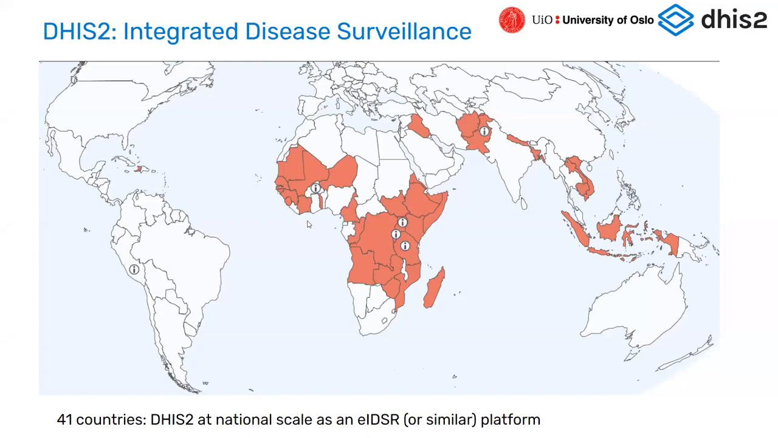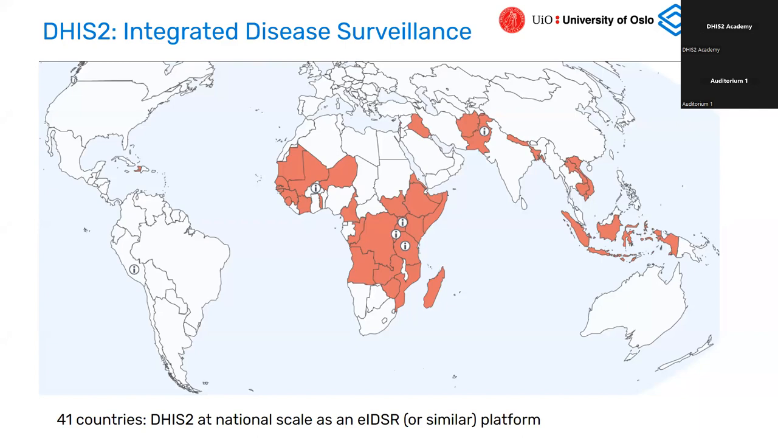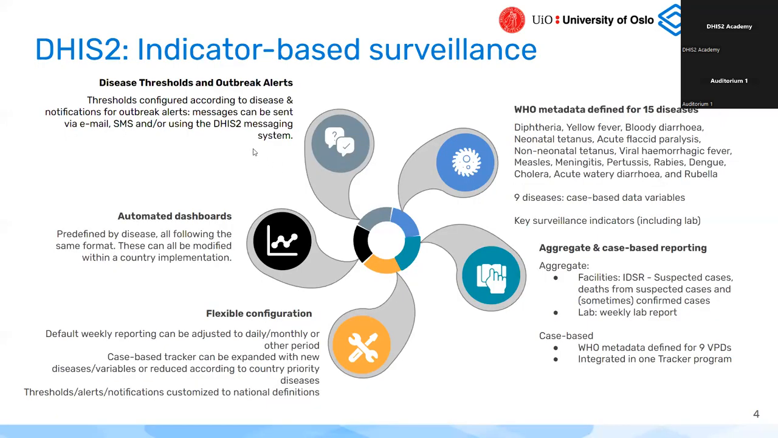So more than 41 countries at this point, about 20 of them prior to COVID. And since COVID, we have now seen the adoption for integrated disease surveillance go up substantially. Many of you are familiar with our WHO toolkit for this, some of the ways we support this type of surveillance data with the thresholds, outbreak alerts, automated dashboards, this core standard metadata from WHO has already been defined for about 15 diseases to support standardization. And of course, we have both aggregate and case-based reporting modes. So countries typically use a combination of these in order to get what they need.